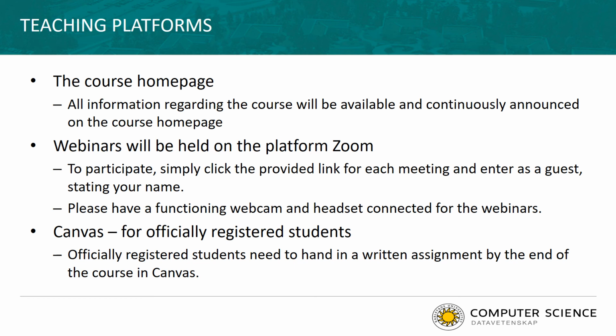So the course is provided in 2 versions. You can take it as a freely available online course to learn about the material, take part in the webinars and in the discussions. If you want to take the course for credit, then you need to be an officially registered student. And you then also need to turn in a set of written assignments connected to the course and also take an oral exam. And these written assignments will be administered through the Canvas learning system.